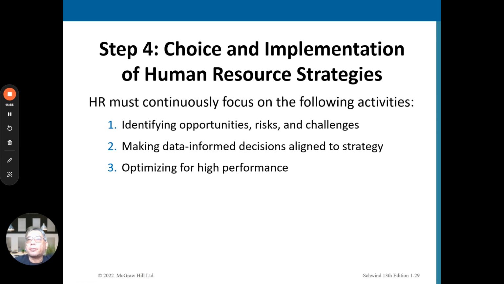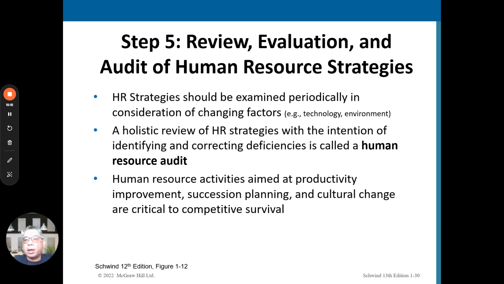Choice, step 4. HR continues to focus on the following activities: identify the opportunities and challenges. Number 2, making data-informed decisions aligned to strategy. Number 3, optimizing for high performance. Okay. Number 5, step 5, review and evaluate. Audit human resource strategies that examine periodically, with consideration of changing factors such as technology and environment.